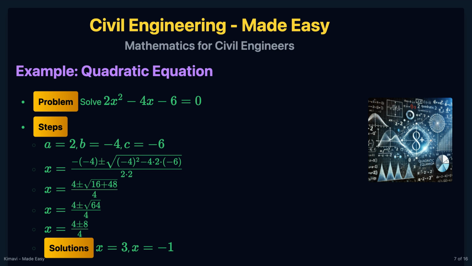Simplifying, we get x equals 4 plus or minus the square root of 16 plus 48, divided by 4. This further simplifies to x equals 4 plus or minus the square root of 64, divided by 4. Finally, we get two solutions, x equals 3 and x equals negative 1.